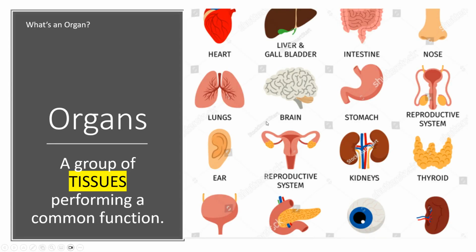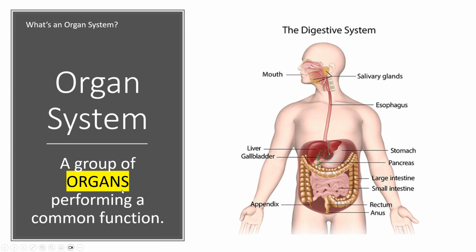Now, before we get started, you do need to know what an organ is. This also goes along a lot with lecture. An organ is a group of tissues performing a common function. That's the definition of an organ, and there are various organs in the picture off to the right. What is an organ system? An organ system is a group of organs all performing a similar function.